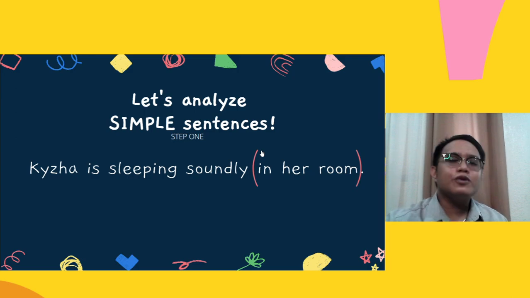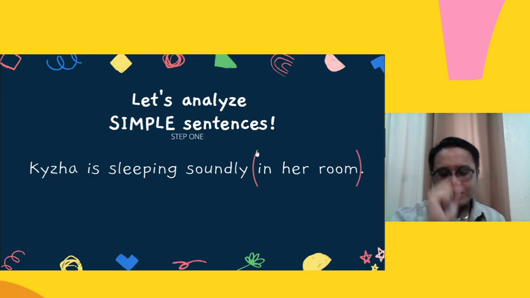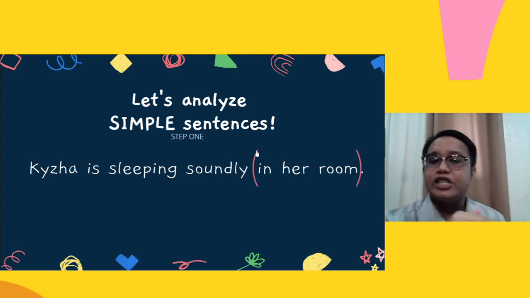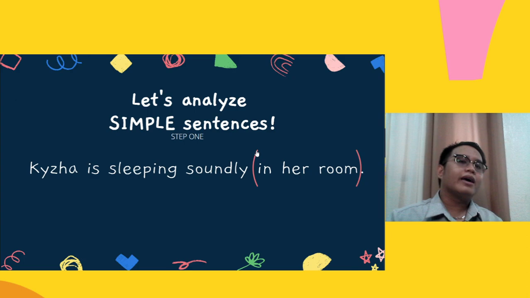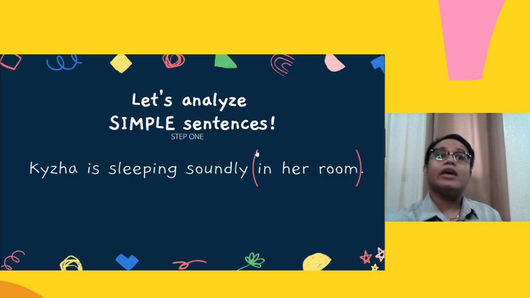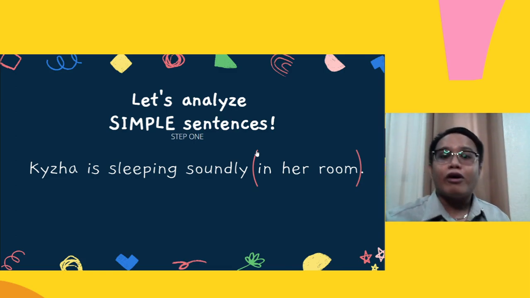Okay? Now let's go to step 2. What's our step 2? Cross out all adjectives and adverbs in the sentence. Is Keisha an adjective or an adverb? No, right? Is sleeping an adjective or an adverb? No. Is soundly an adjective or an adverb? Yes. Soundly is describing what? Soundly is describing Keisha's sleeping. It is not Keisha that soundly describes, but her sleeping. So, we cross it out.